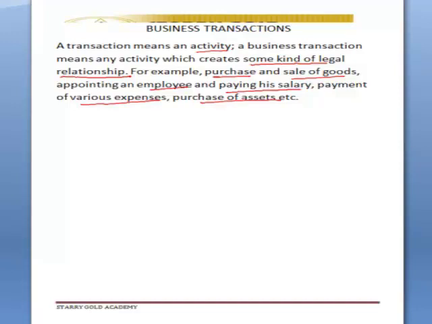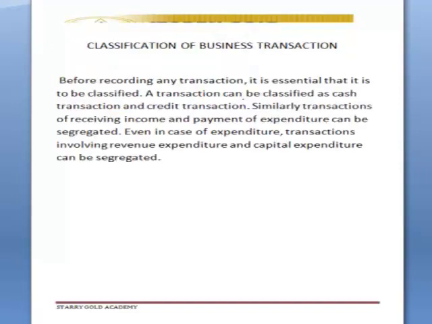So these business transactions must be classified. They must be recorded. And apart from being recorded, they must be summarized. And the summary of it is all about what? Presentation of financial statements. So let's see. We must classify the business transaction. So, classification of business transactions.